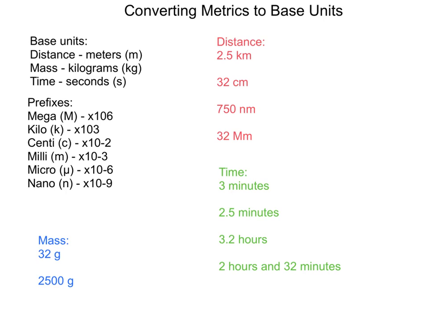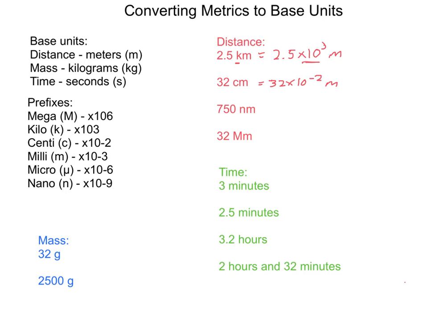So now let me use this prefix idea over here on distances to show you what I mean. 2.5 kilometers is the exact same thing as 2.5 times 10 to the 3rd meters, since kilo means 10 to the 3rd. Notice all that I did here. I dropped the prefix kilo and I put on what kilo means, times 10 to the 3rd. 32 centimeters is the same thing as 32 times 10 to the negative 2nd meters.